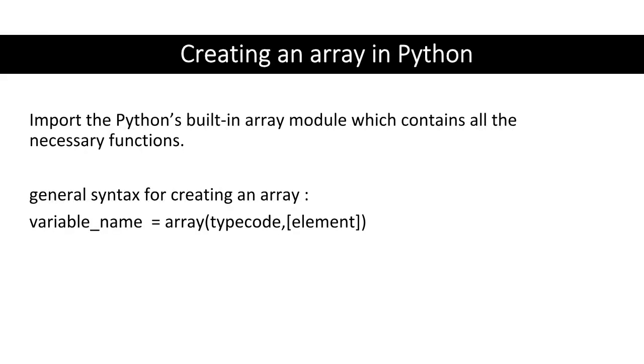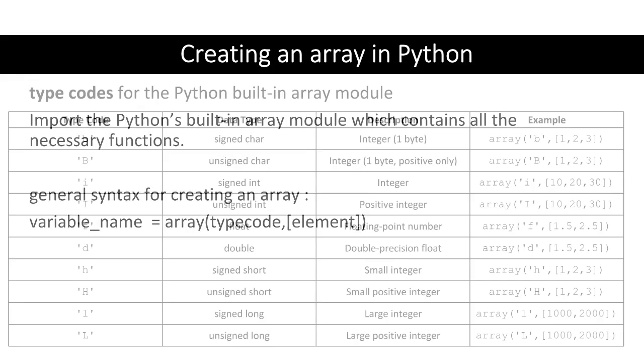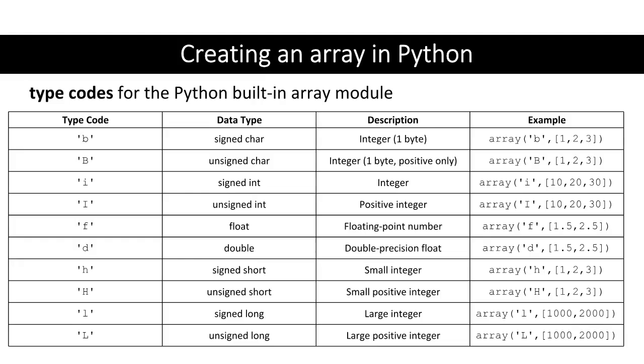This slide shows the syntax for creating an array. The format is array, typecode, elements. The typecode defines the data type, and the list contains the elements to be stored in the array. This slide shows different typecodes used in arrays. For example, I represents integers and F represents floating point numbers. This ensures all elements in the array are of the same type.